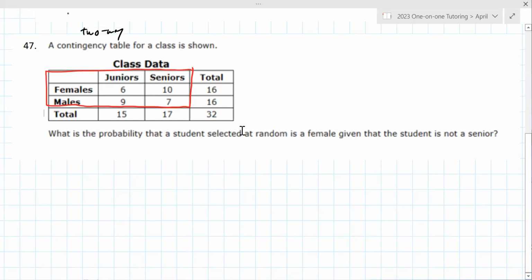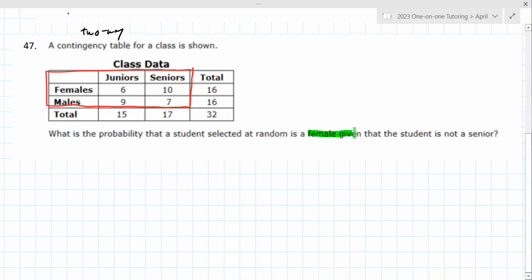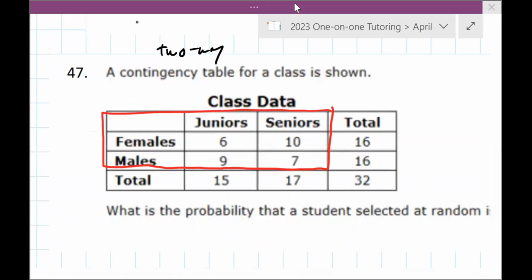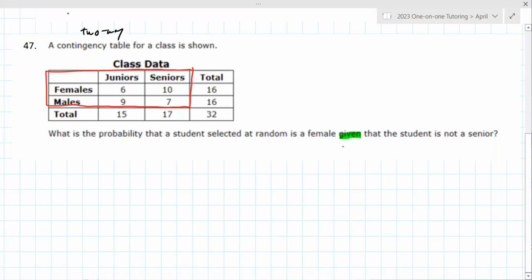What is the probability that a student selected at random is a female given? So that's very important. Given, actually, let me just do that. Given that the student is not a senior. So whenever you see the word given, the given means that you are either looking at a row or a column. And it's based on the part after the given.